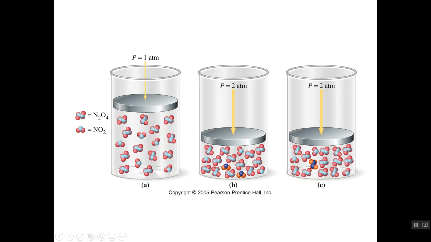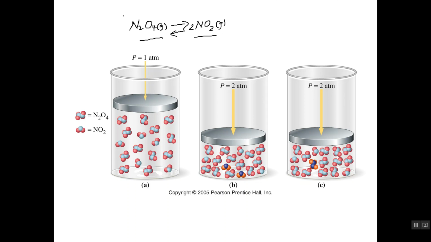Now, this is dealing with the reaction of N2O4 gas to form NO2, and there are 2 moles of that. As you can see, it's a total gaseous system. This is a gas, this is a gas. So we can look at discussing what happens when we change the total pressure.